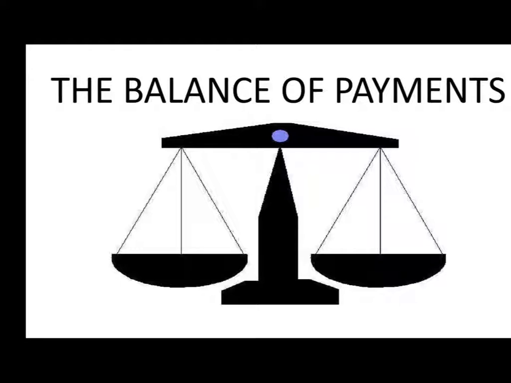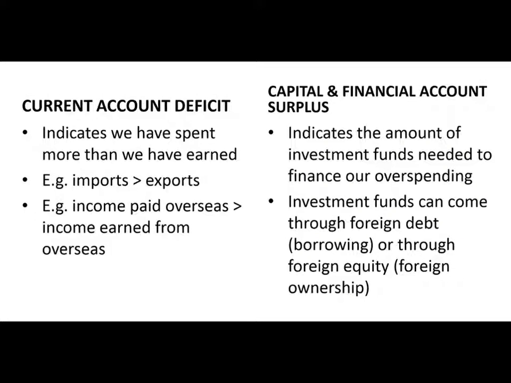Okay, this little clip is all about understanding the links between the two accounts of the balance of payments. So we start with the left-hand side, the current account deficit, which is an indication that we've spent more than we've earned. So, for example, if imports are greater than exports or income paid overseas is greater than income earned from overseas, we've spent more than we've earned.